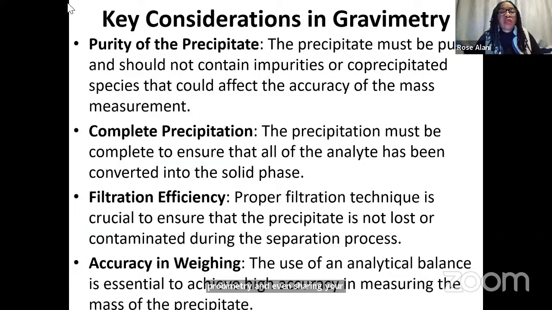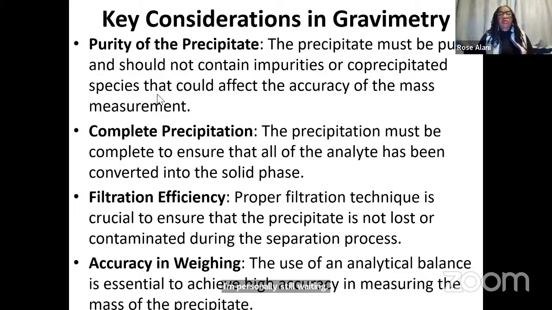Now, key considerations in gravimetry. These are key considerations in gravimetry. The purity is very key. Please give me time again. Let me admit your colleagues in. I still have some people here. So just less than 1 minute, I will admit them all in. One person is still waiting.